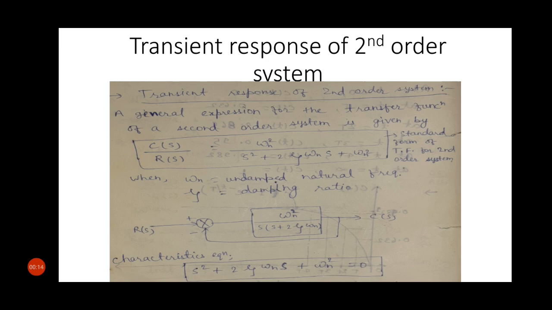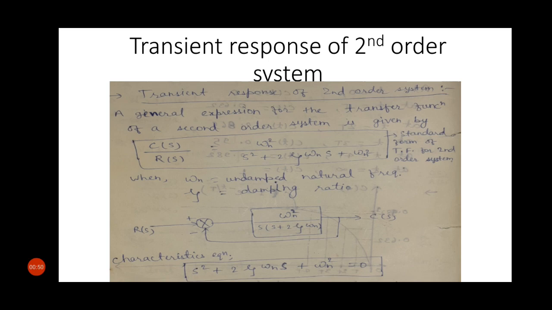See, the general expression for the transfer function of a second order system is C(s)/R(s) = omega n square divided by s square plus 2 zeta omega n s plus omega n square. So this is the standard form of transfer function of second order system. Here omega n is undamped natural frequency and zeta is the damping ratio. R(s) is our input, C(s) is our output.